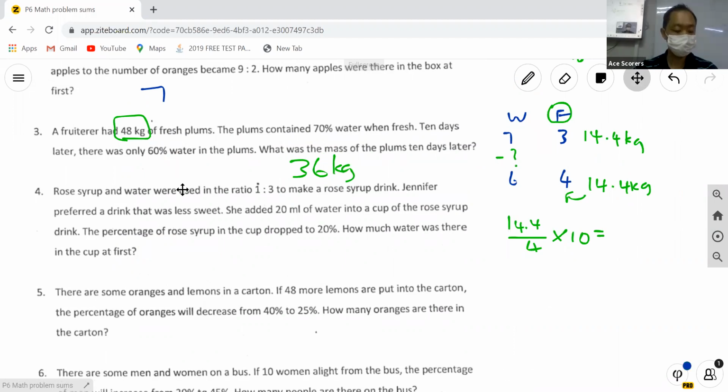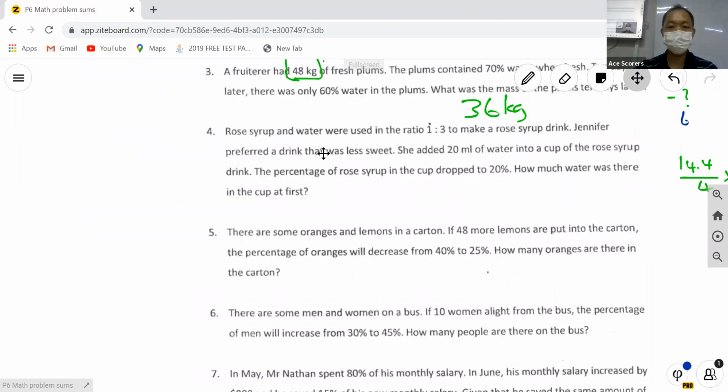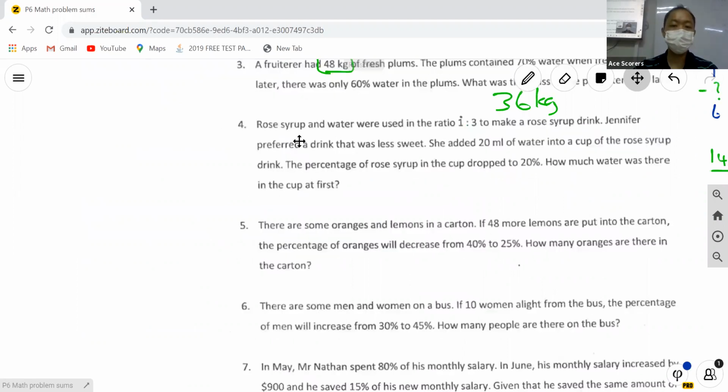Next one, let's look at 4. Rose syrup and water were used in the ratio 1:3 to make rose syrup drink. Jennifer preferred a drink that was less sweet. She added 20 ml of water into a cup of the rose syrup drink.